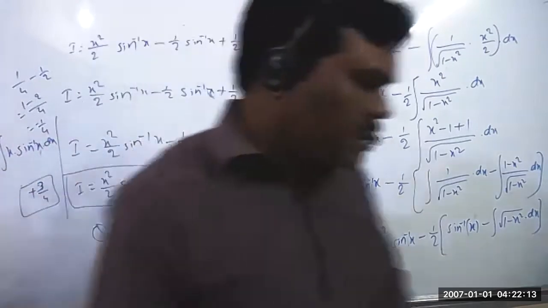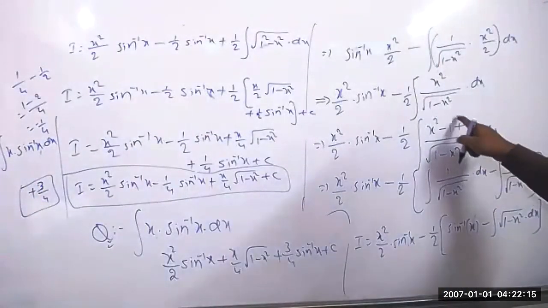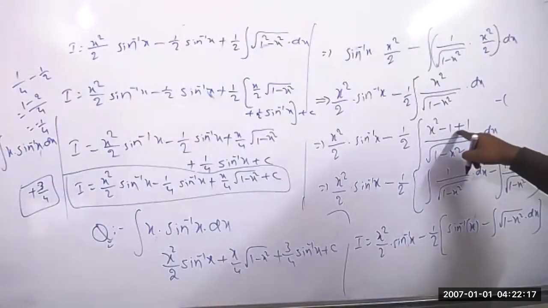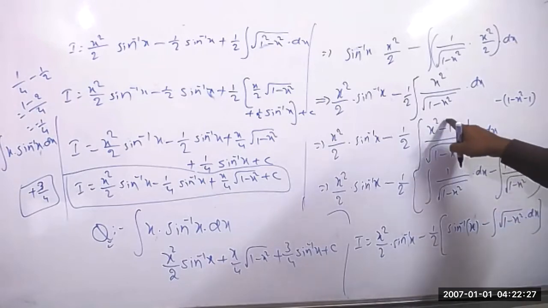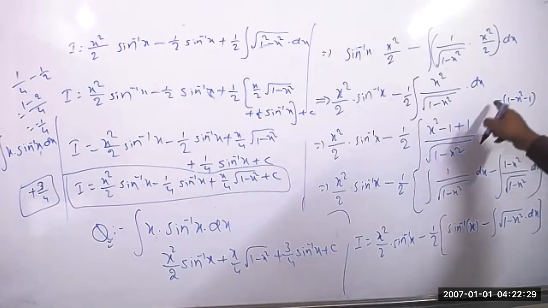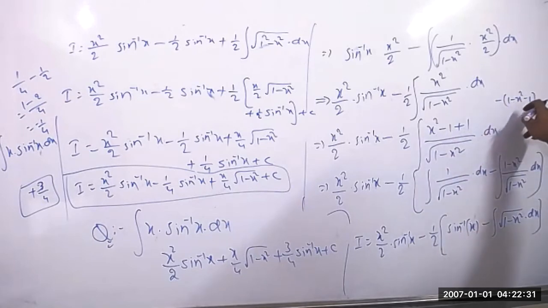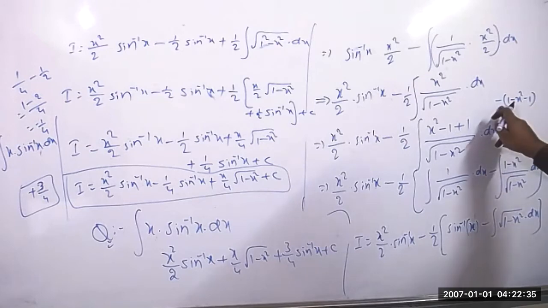Or else maybe once again, here only you can check it. From the whole thing, if you take minus, then what will we get, tell me? 1 minus x square minus 1. Correct. From the whole thing, we are taking the minus common, so minus of 1 minus x square minus 1. Suppose we take this separately, you take minus outside.